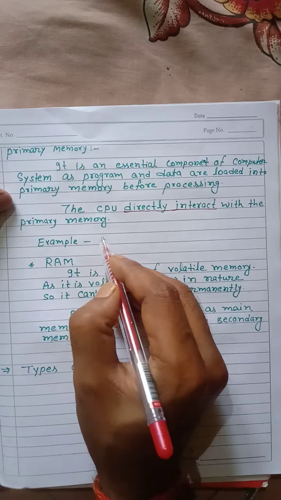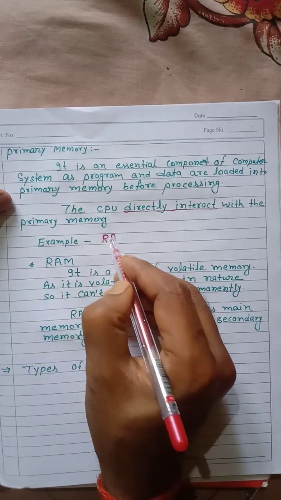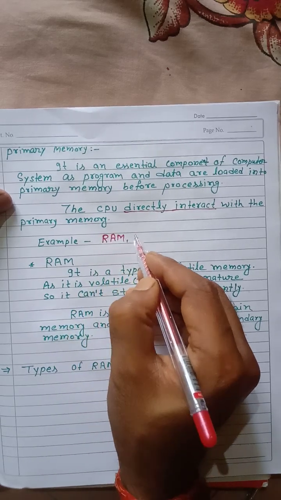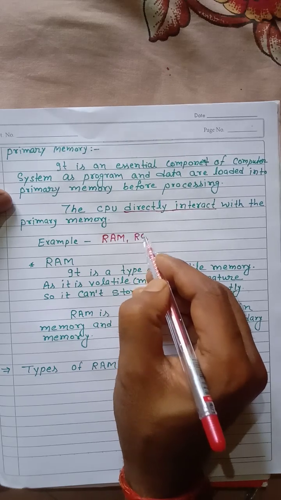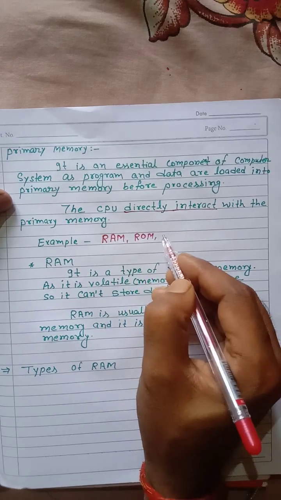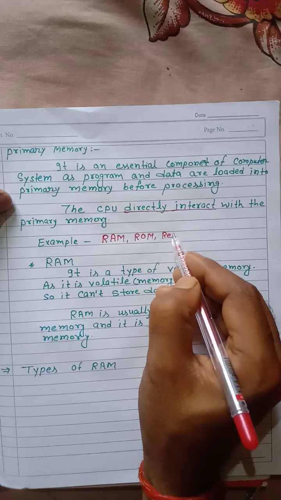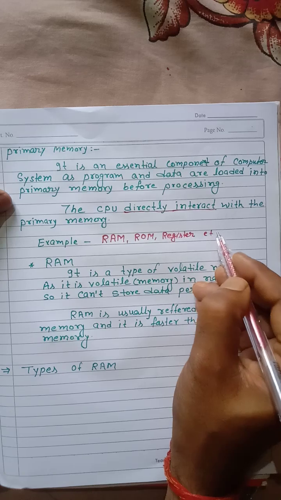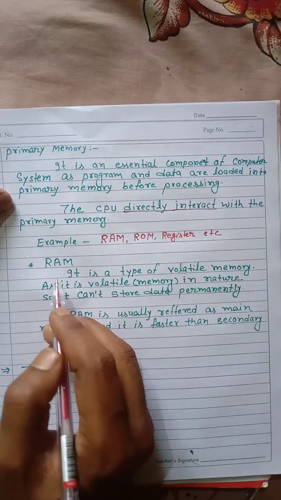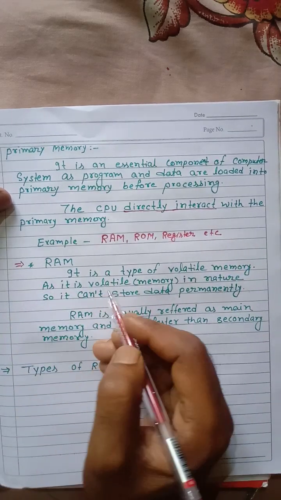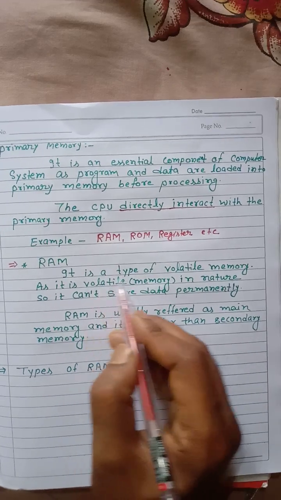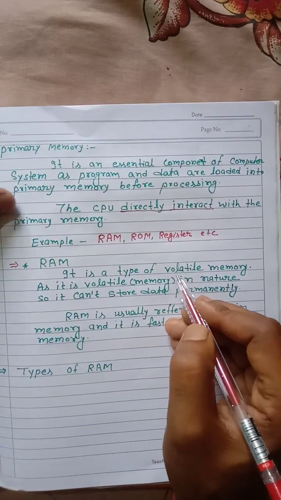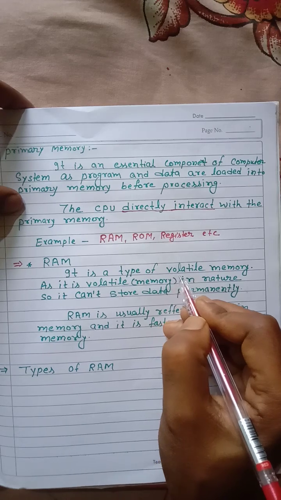Some examples of primary memory are RAM, ROM, register, etc. What is RAM? RAM is a volatile memory.